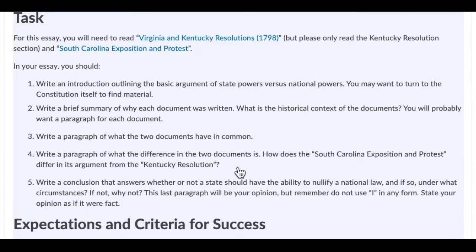First, you need to do what is said here and follow these instructions to a T. This is always the rule for essays. Do not give me anything I'm not asking for, but don't fail to give me everything I am asking for. So you write an introduction outlining the basic argument of state powers versus national powers. You may want to turn to the Constitution itself to find material. So, by looking at the Constitution, what did the Founding Fathers think should be the relative powers of the state and the federal government? Now, this is just a paragraph of 6 to 7 sentences.